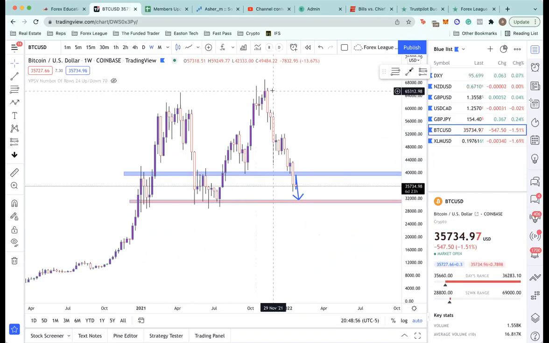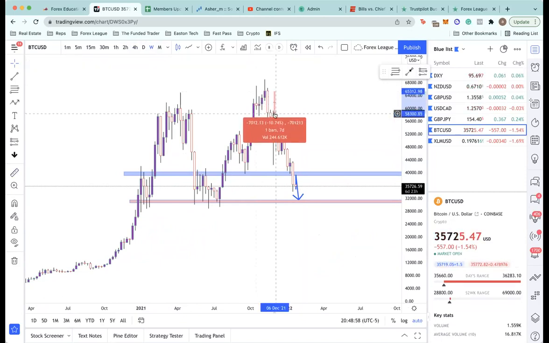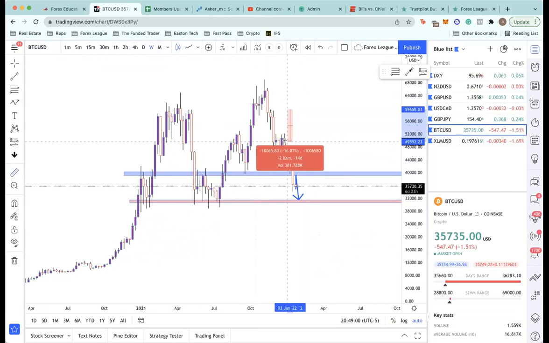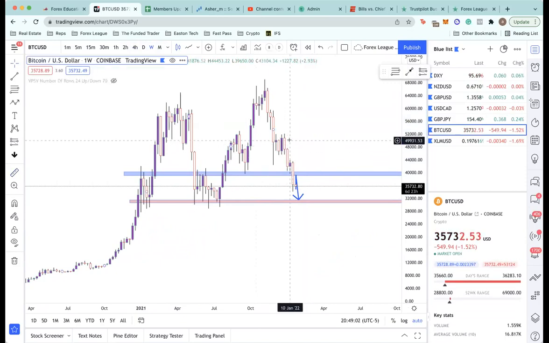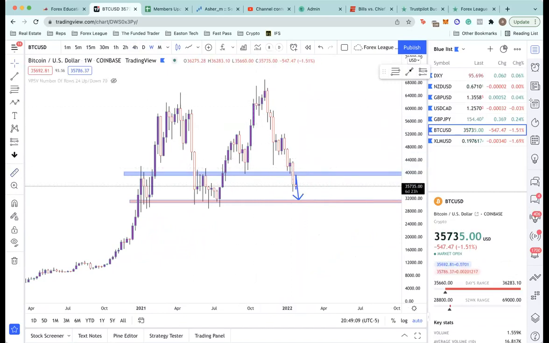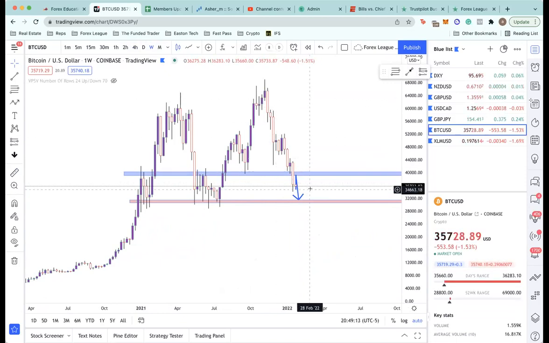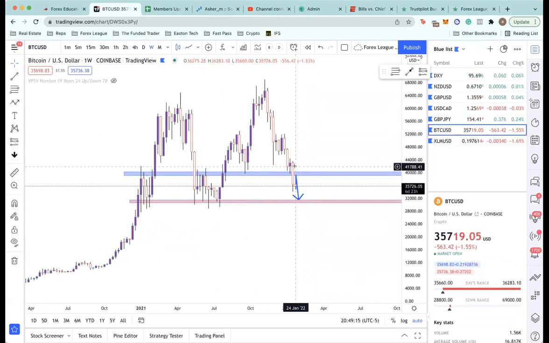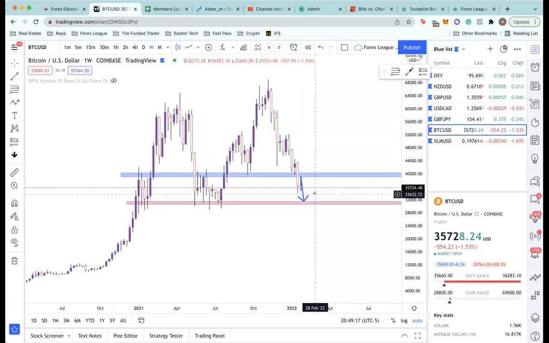We've had multiple 10% candles closed. We had one there. We had another like 13% candle there. We had another 10% candle. So the market has lost so much value against its previous high point. So we should definitely be expecting this to continue to go into lower levels here.